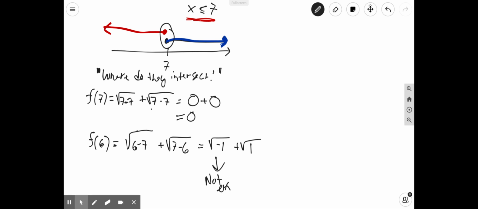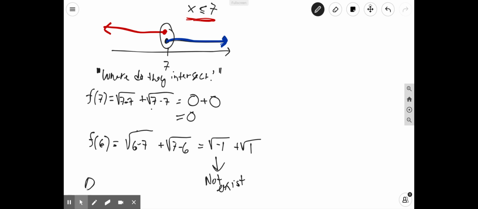We cannot have the root of a negative. So it means the function doesn't exist at 6. It doesn't exist because this first root doesn't work. And then if I would pick, for example, 8, then it would be the second root that wouldn't work. The second root would give you a minus 1 also. So the point is, if I pick any other value than 7, the function doesn't exist.